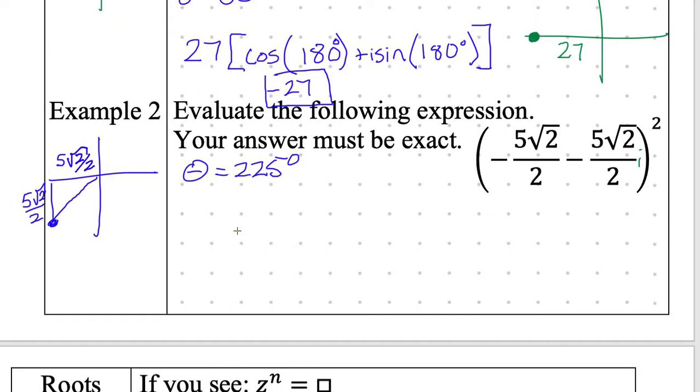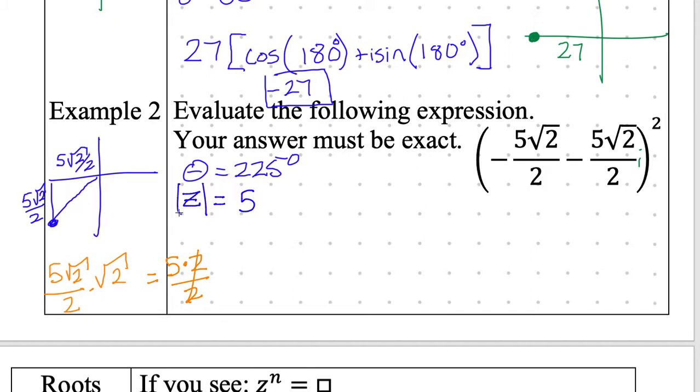So the next question becomes, what is 5 square root of 2 over 2 times square root of 2? These square root of 2's are going to cancel each other out, and it just turns into 2. So this is going to turn into 5 times 2 over 2, and these 2's are going to cancel out. I know that my modulus, my absolute value of z, is 5. And I know that my argument is 225.